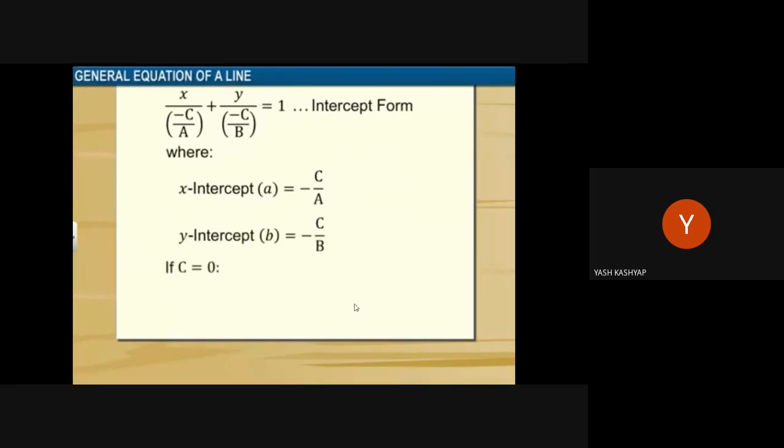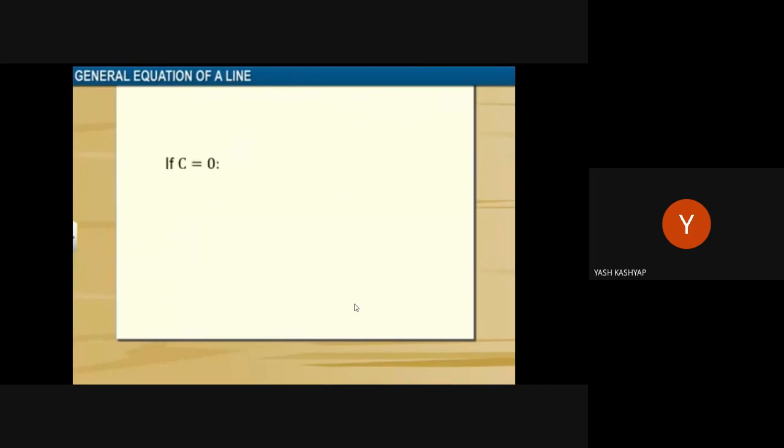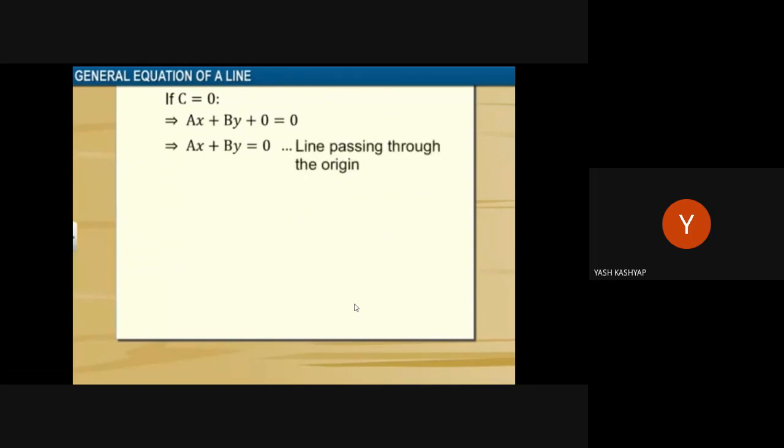If c is equal to 0, in that situation, what can be done? ax plus by plus c is equal to 0. Can we make it a 1? No, we cannot make it a 1 because the line is passing through the origin.